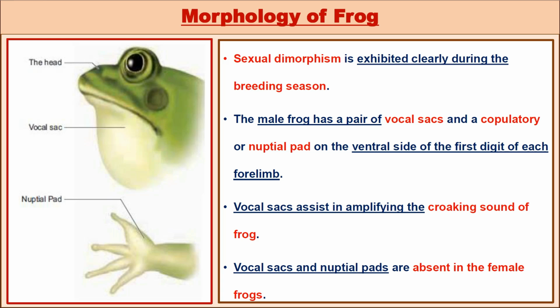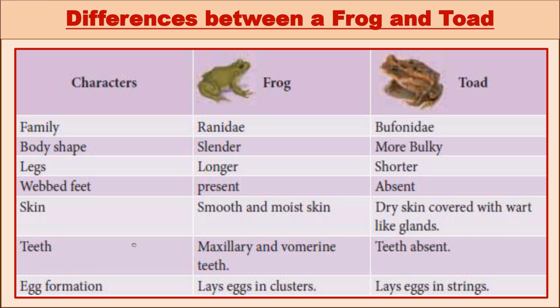They exhibit sexual dimorphism during breeding season. The male frog will have a pair of vocal sacs and a nuptial pad on the ventral side of the first digit of its forelimb. The nuptial pad is considered a copulatory organ, and the vocal sac will help in giving the croaking sound which will invite the female for copulation. And the vocal sac and the nuptial pad are absent in the case of female frogs.